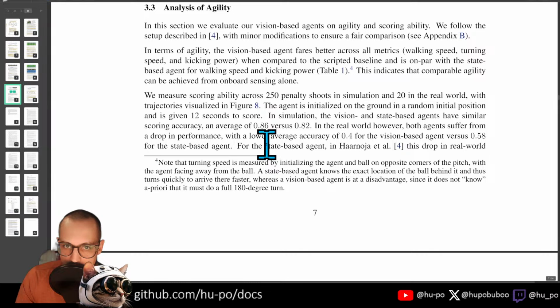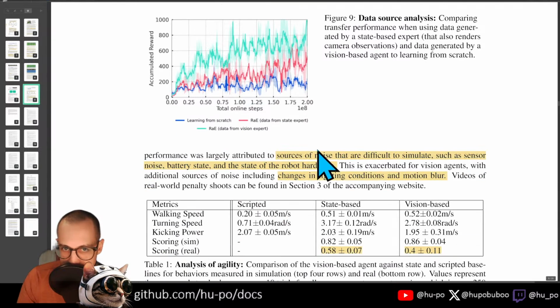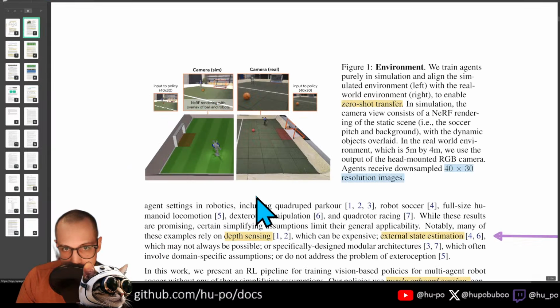For the state-based agent, so they do have both the vision-only agent and the state-based agent. The state-based agent has sources of noise that are difficult to simulate, such as sensor noise, battery state, and the state of the robot hardware. This is why sim-to-real is hard, right? Sim-to-real is hard because your simulation is never really a true representation of your real environment. In your simulated environments, the joint encoders aren't the same. The IMU isn't the same. The IMU is different from the explicit state.